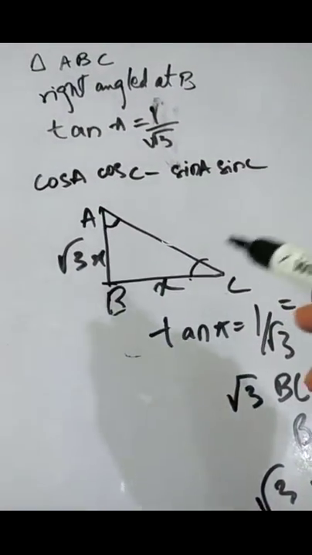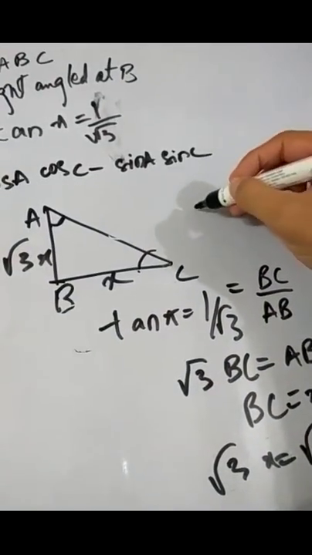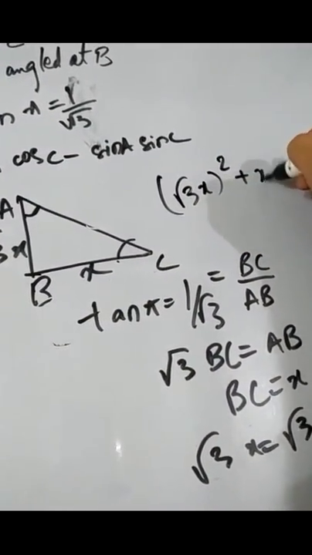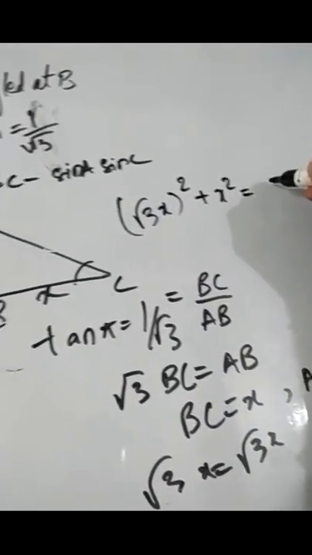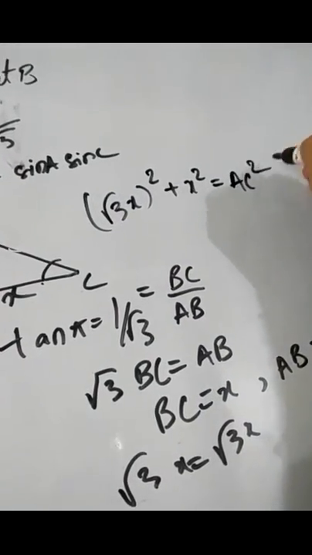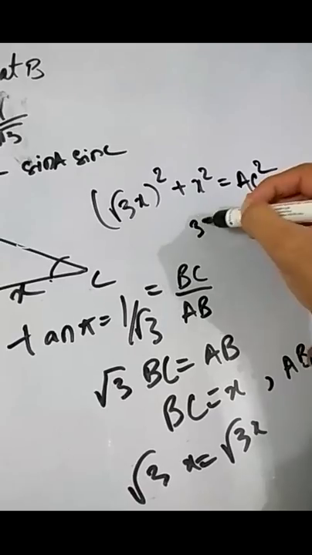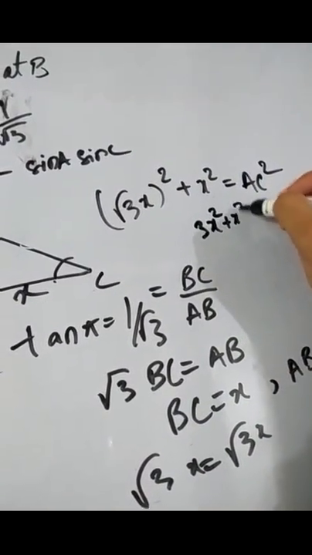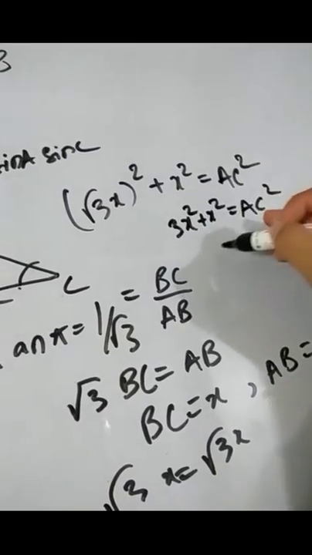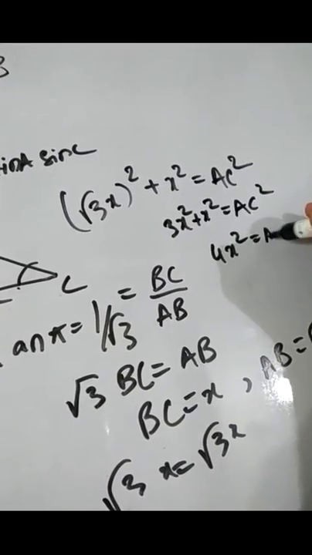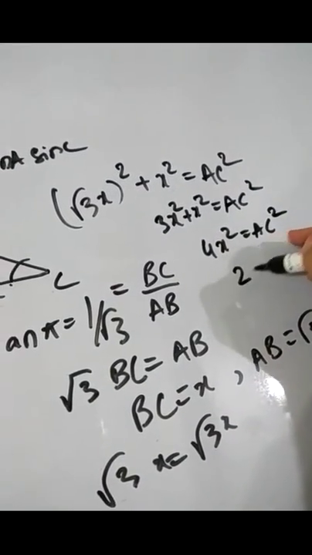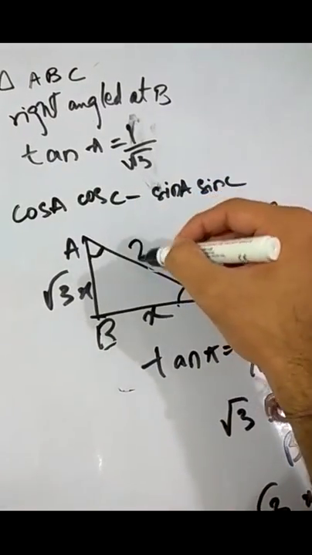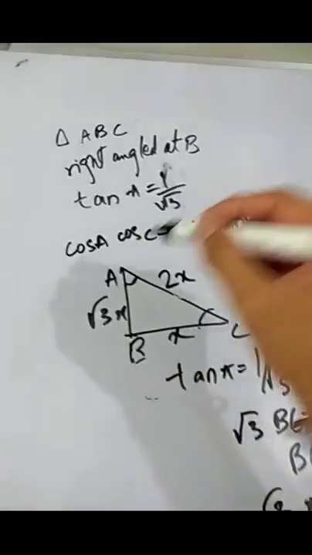Now, wait. We have to calculate the hypotenuse also. So, root 3x whole square plus x square equals AC square. 3x square, it's not going to 9, so 3x square plus x square equals AC square. 4x square equals AC square. 2x equals AC. So this is 2x.